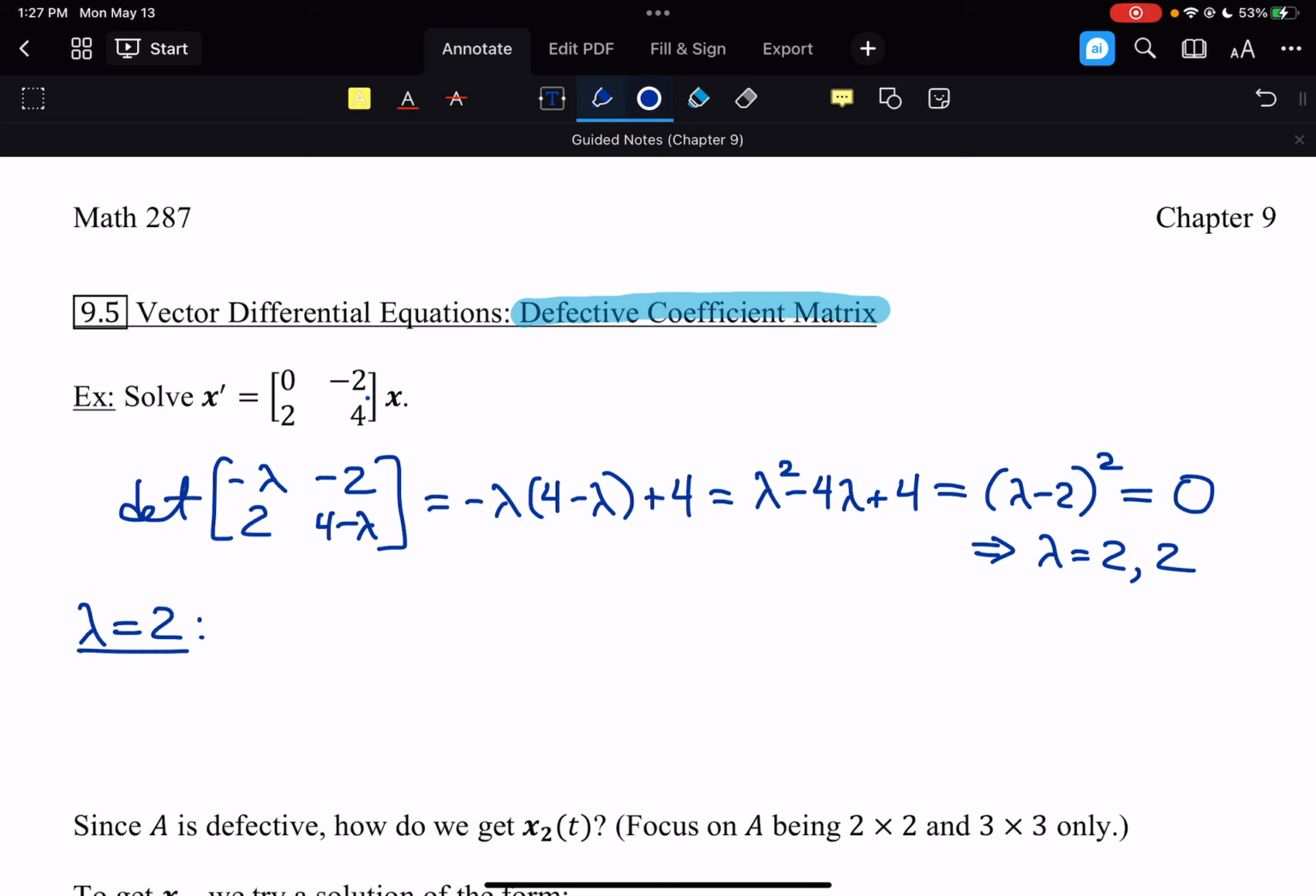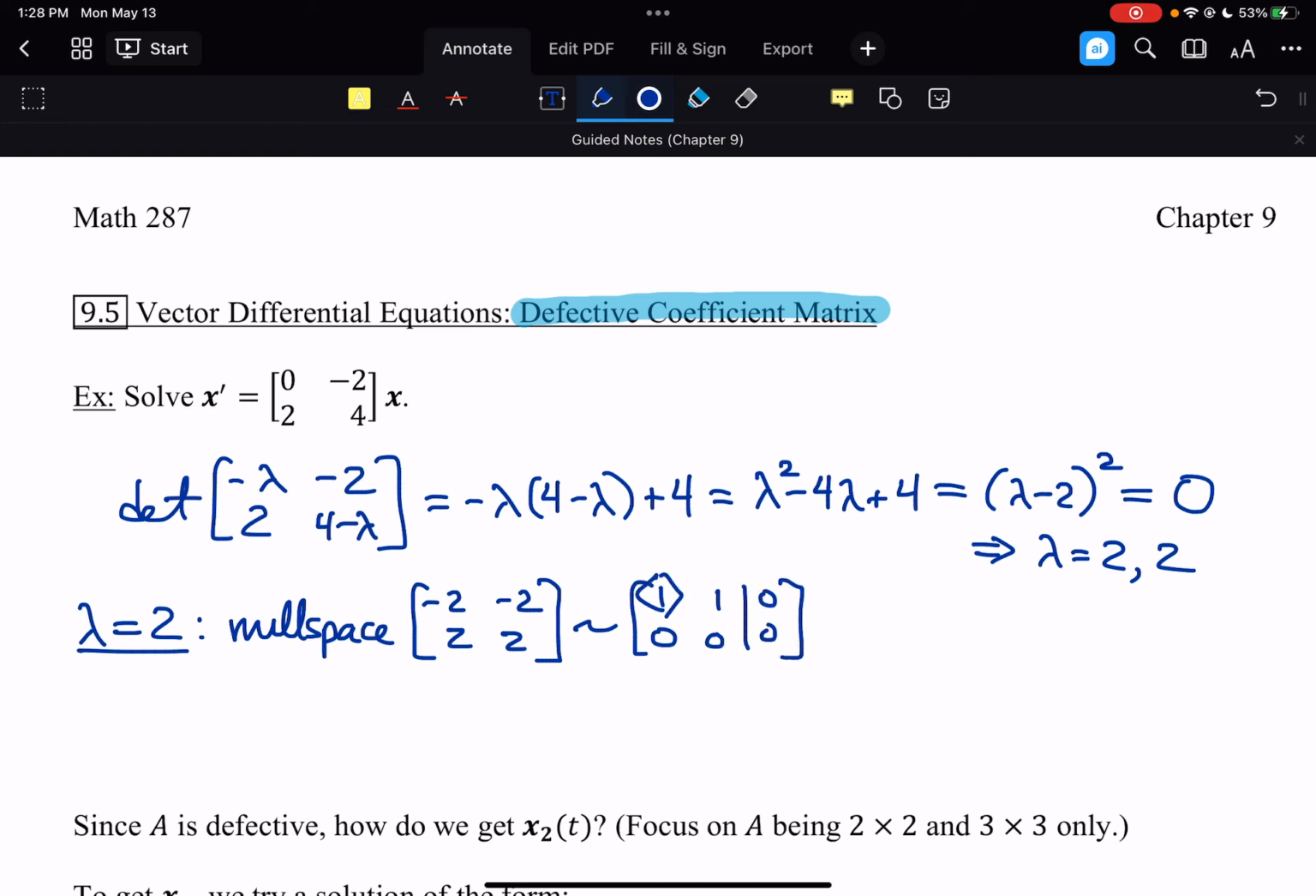In order for this matrix to be non-defective, we would have to get 2 corresponding eigenvectors out of this. So we look at the null space. We get negative 2, negative 2, 2, 2. If we simplify this, we end up with only one free variable. So we get our eigenvector as negative 1, 1. So we get our first solution, x1 of t, is e to the 2t times the vector negative 1, 1.